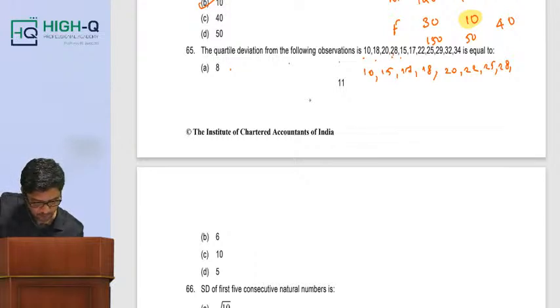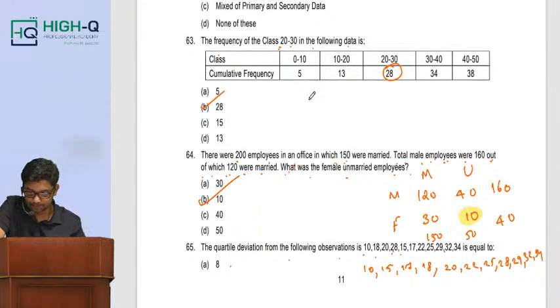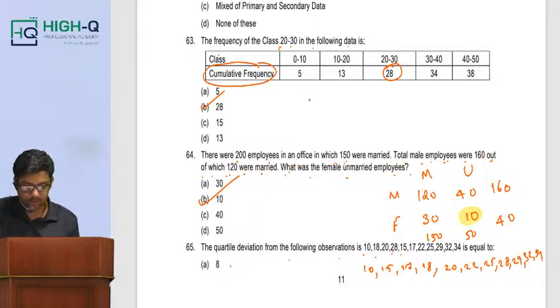So 28, 2 and 30. Thank you, Om. They are given cumulative frequency. Yes, my dear. My mistake, my bad. I'm extremely sorry. This is a big mistake, a big blunder.